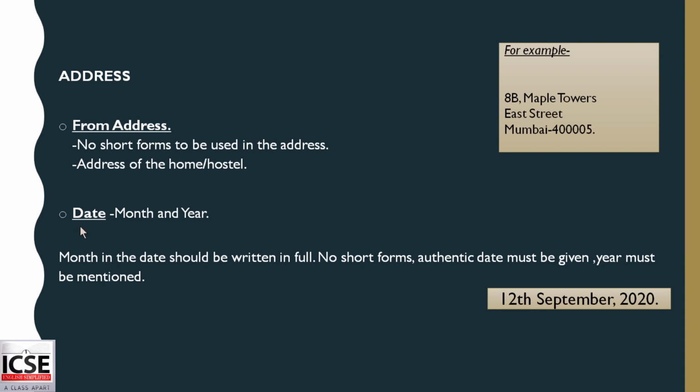Next comes the date. The date has to be written along with the month and the year. So look at this example. This is how you need to write the date. The month should be written in full. In this case, I've written September, so do not write the short form SEPT. No short forms. Write an authentic date.